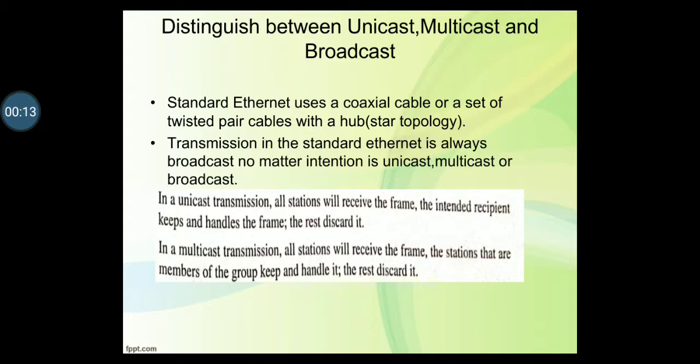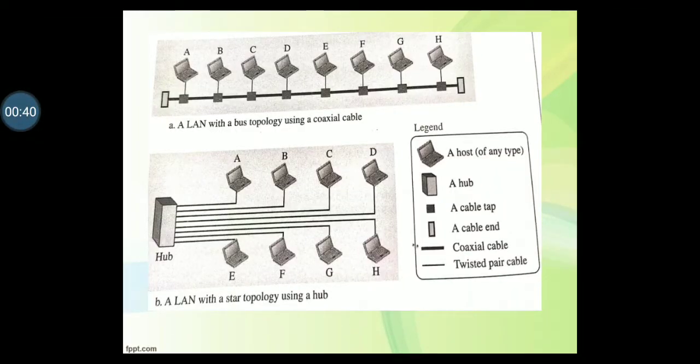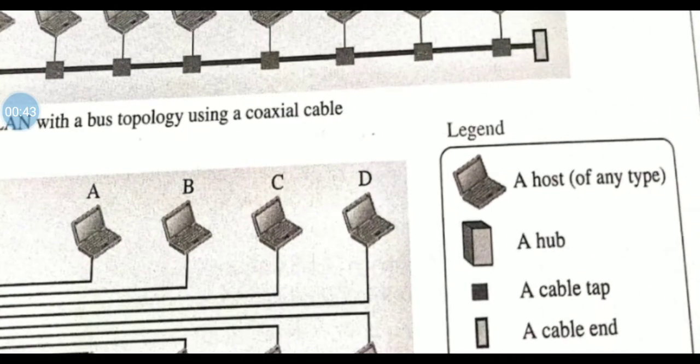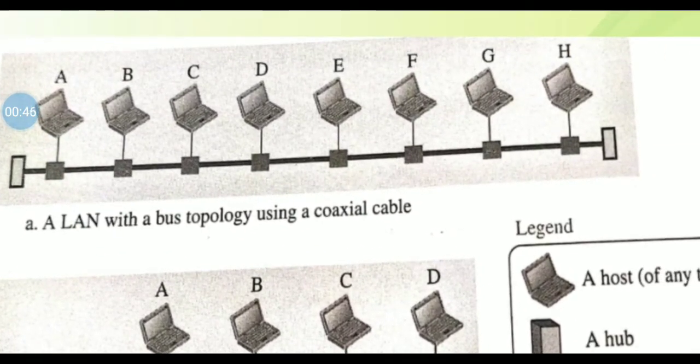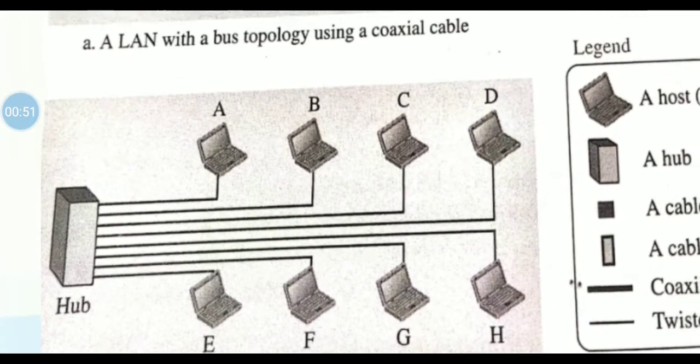A standard Ethernet uses a coaxial cable, that is bus topology, or a set of twisted pair cables with a hub, called star topology, which has been shown in this figure. You can see the first figure is a bus topology using a coaxial cable. The second is a star topology using a hub.